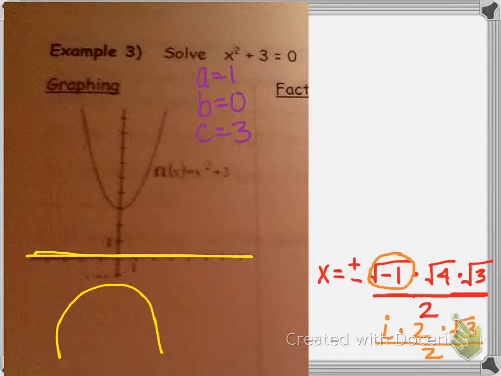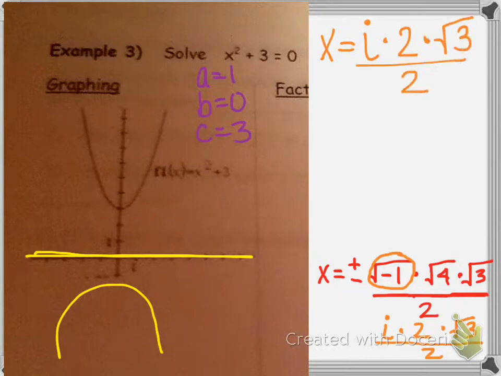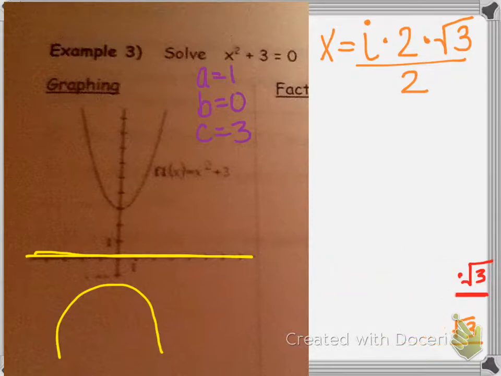So I have x equals i times 2 times square root of 3 divided by 2. Okay? So the square root of negative 1 is i, the square root of 4 is 2. The square root of 3 is ugly, so we leave it as the square root of 3. And we divide by 2 because that 2 on the bottom was there. Okay, so do your division.